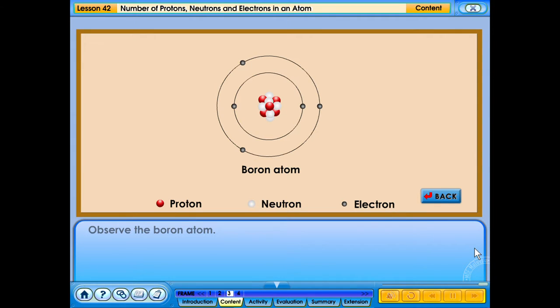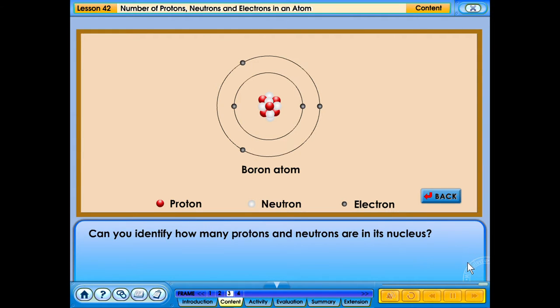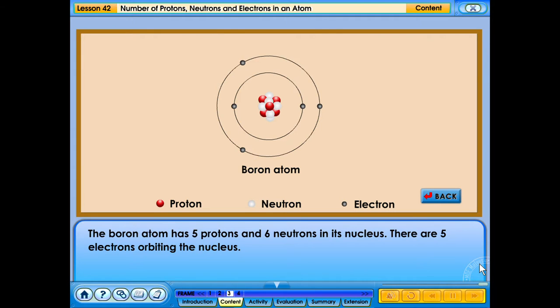Observe the boron atom. Can you identify how many protons and neutrons are in its nucleus? How many electrons orbit the nucleus? The boron atom has 5 protons and 6 neutrons in its nucleus. There are 5 electrons orbiting the nucleus.